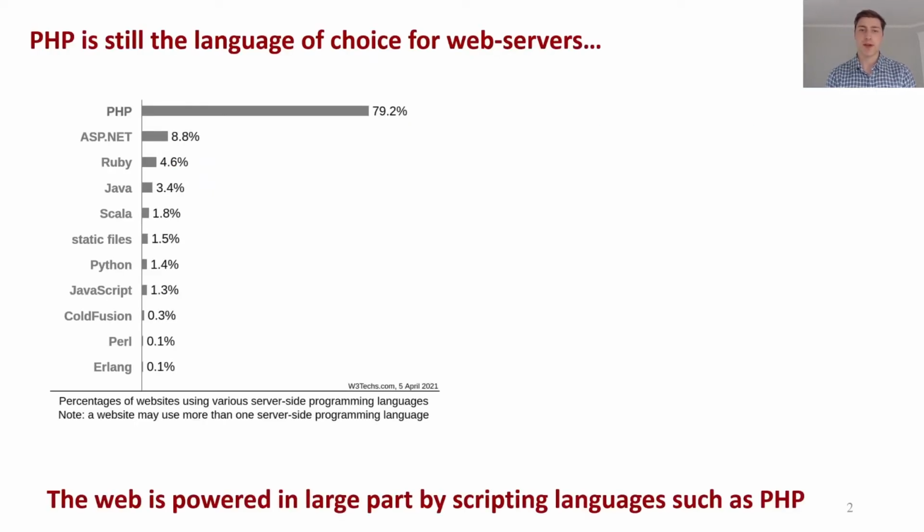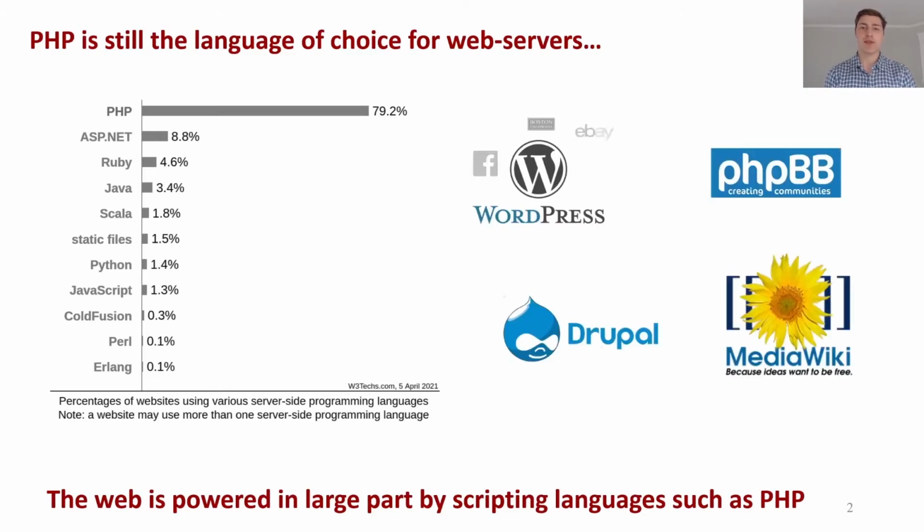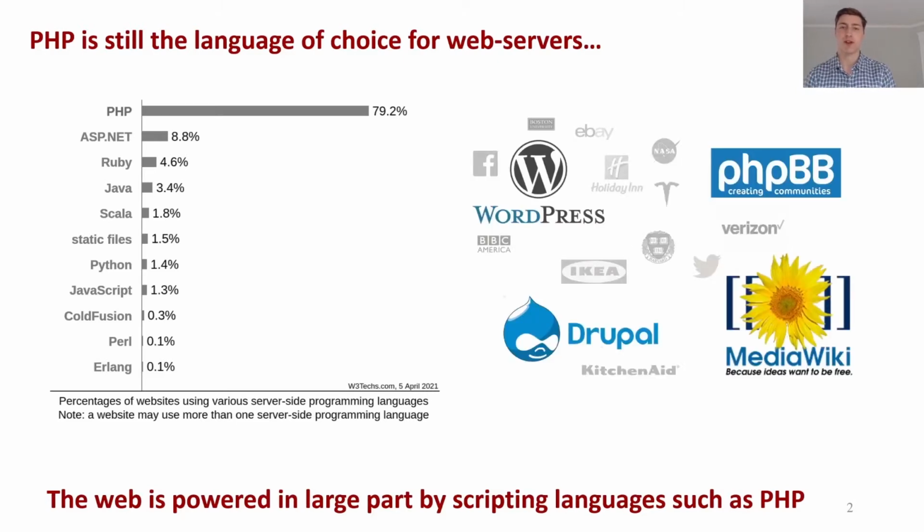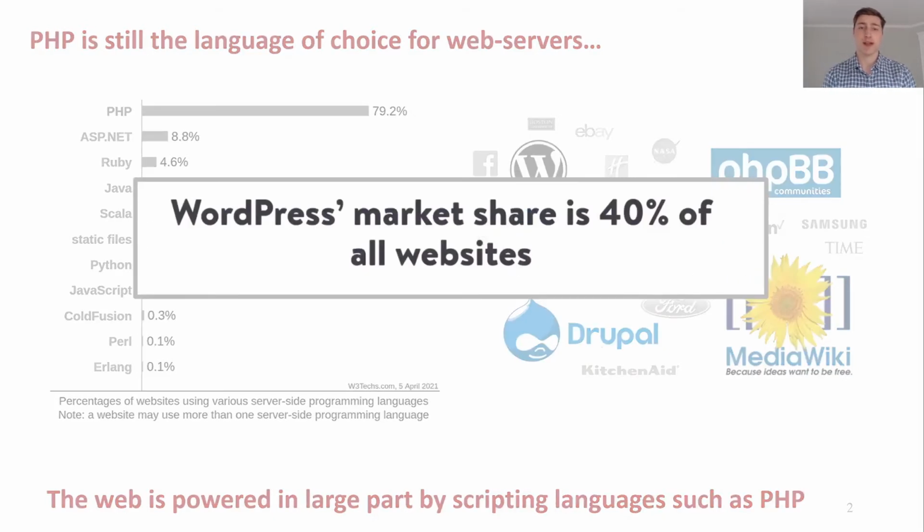PHP is a scripting language that is tailored specifically for developing web apps. Since its appearance in the 90s, PHP has gained quite a lot of traction, with W3Techs estimating that it powers close to 80% of dynamic websites. Moreover, PHP has become the language of choice for developing versatile content management systems, or CMSs. These include WordPress and Drupal, which power a large fraction of the web on their own. In fact, WordPress is estimated to run 40% of websites today.